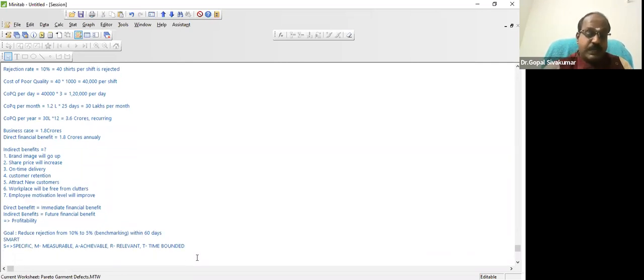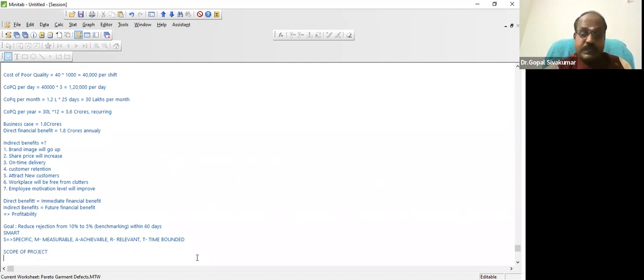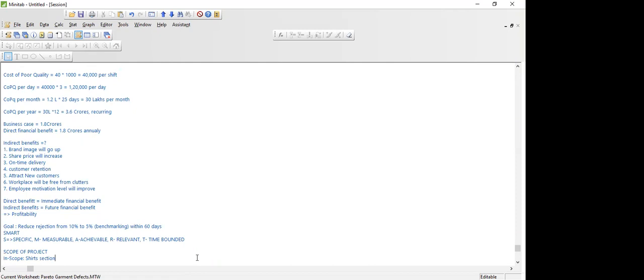Now you should be able to write about the scope. What is the scope of your project? There are two things you need to write here. One is in scope. What is in scope? Your project is limited to the shirt section. Am I correct? Yes or no? Correct. Yes.